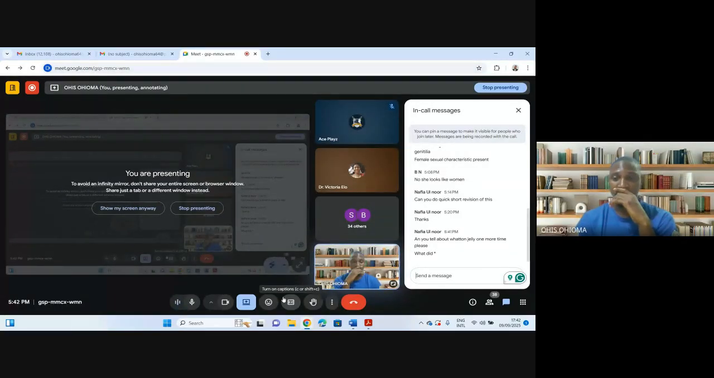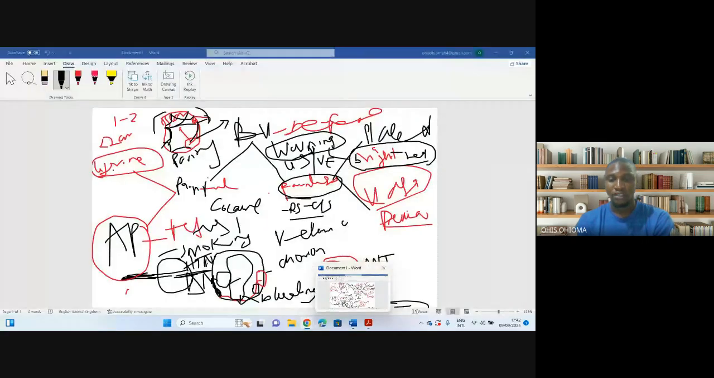Dr. Nafia, talking about the Wharton's jelly one more time. Okay, so let me talk about that. When I drew the umbilicus, I drew the two arteries, and then I drew this large, big vein here. And I said that in between these arteries and the vein, there is connective tissue that cushions the blood vessels inside the umbilical cord. That connective tissue is jelly-like in nature, and we call it Wharton's jelly.